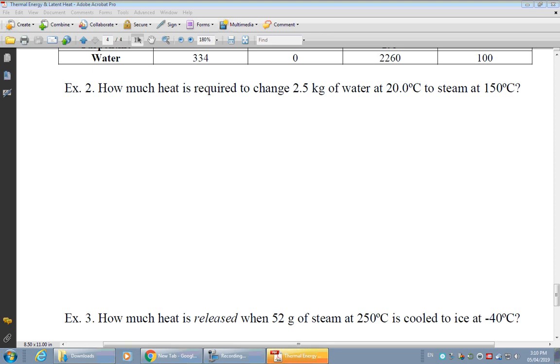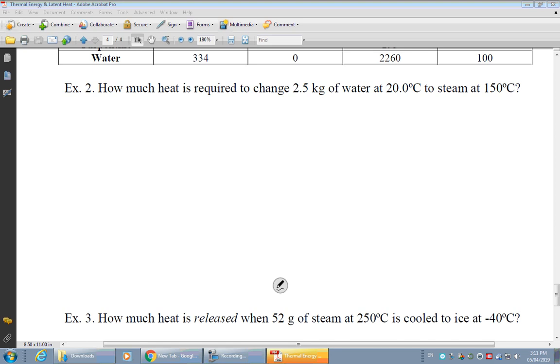So for example, if we want to know how much heat would be required to take 2.5 kilograms of water that's at 20 degrees Celsius and turn it into steam that's at 150 degrees Celsius, we have to remember that that's going to require a change of state to occur. So there's actually going to be a few different pieces to this calculation, and to understand why there's different pieces, it's useful if we sketch a quick graph first.